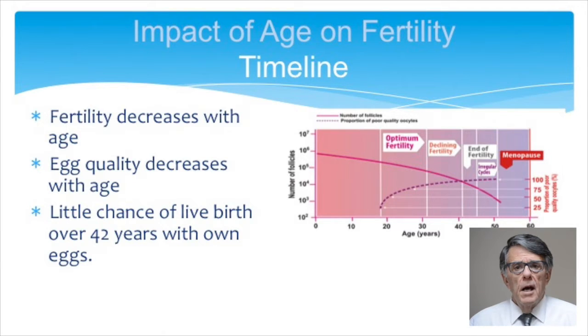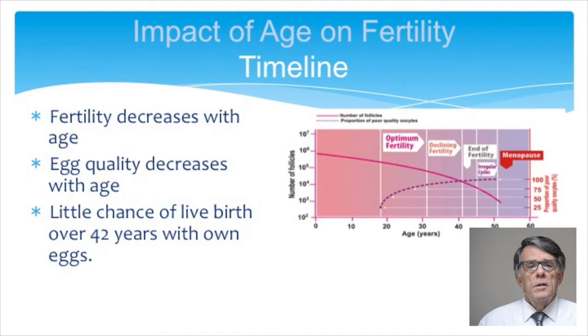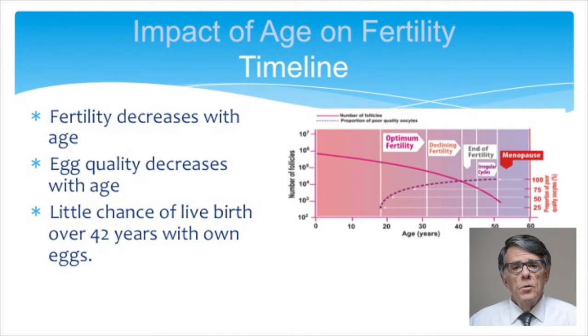We also notice now that, of course, as we've been discussing, fertility decreases with age. You'll note from the graph that the optimum age for fertility is from the age of approximately 18 to about 32. Fertility then starts to decline till the age of 42, and if one has not had a child by the age of 42, the chances on average of a woman having a live child after this are very slim.